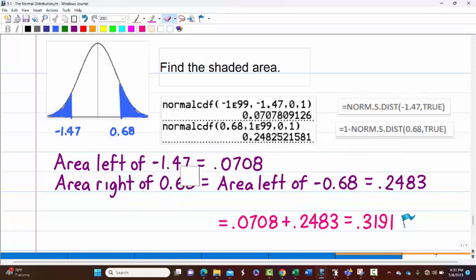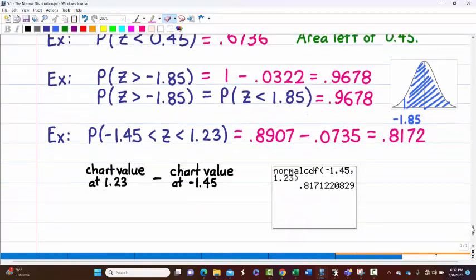So if you looked up the chart, negative 1.47, now for this one, I use the flipping it over, so the area right of 0.68 would be the area left of negative 0.68. So if you look up negative 0.68, you get this number, which is what the calculator is getting. That's what Excel is getting, even though I didn't show the Excel number there. You add those two together, and that's your answer. But I think I will show you.